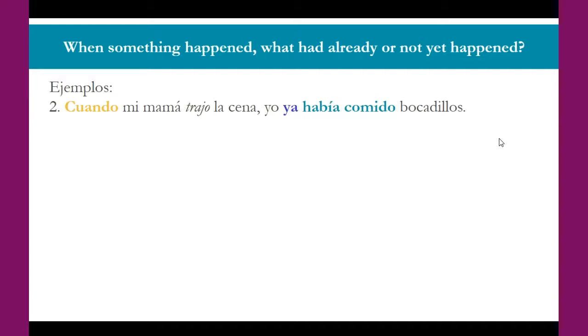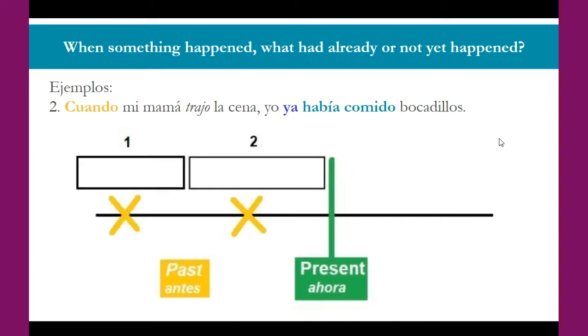This one is another of our examples in a timeline. So if you would see it in a timeline, it would be cuando mi mamá trajo la cena, yo ya había comido bocadillos. So what happened first? I had already eaten snacks. That happened first. And then my mom brought dinner. But I'm expressing, when my mom brought dinner, event 2, I had already eaten some snacks.